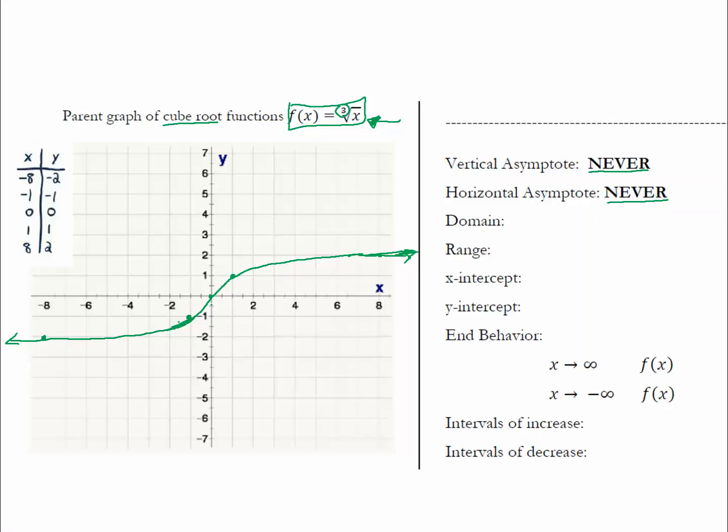What about the domain? Well, let's look at your x values. When x is 2, the function exists. When x is 6, the function exists. When x is -4, the function exists. So the function exists whether x is positive or negative. So the domain is from -infinity to +infinity.